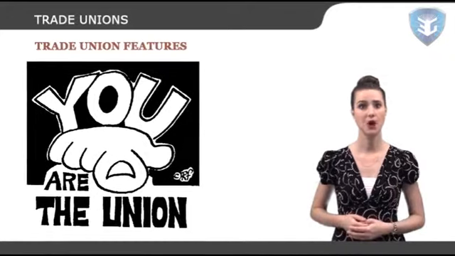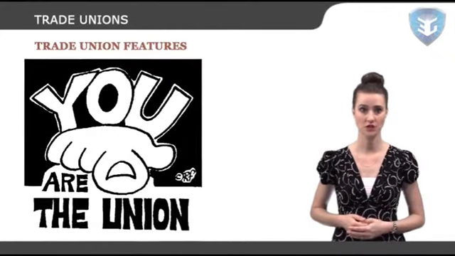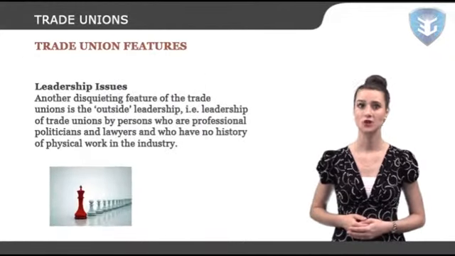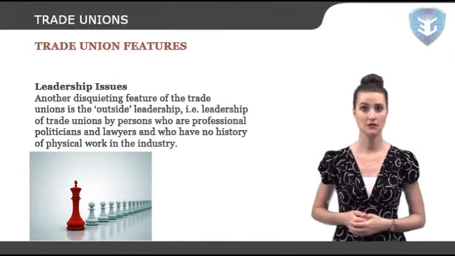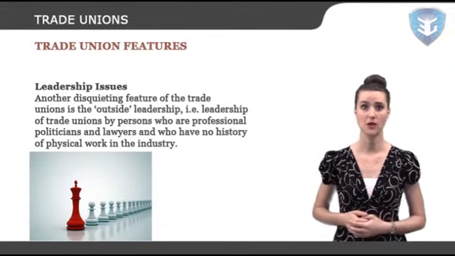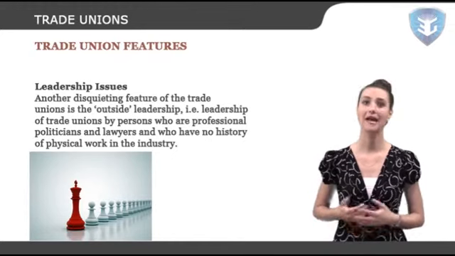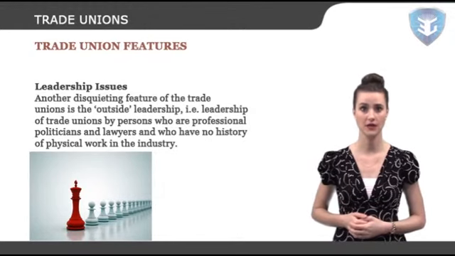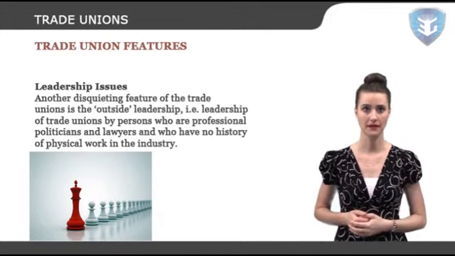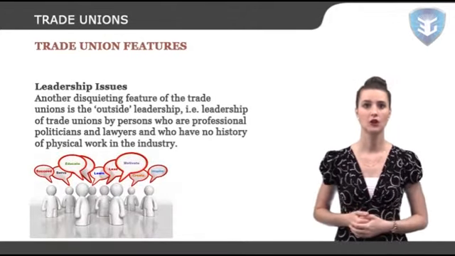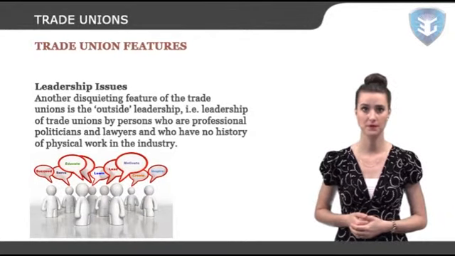Negotiations and collective bargaining are the tools for accomplishing objectives. Leadership issues. Another disquieting feature of the trade unions is the outside leadership. Example, leadership of trade unions by persons who are professional politicians and lawyers, and who have no history of physical work in the industry. There are several reasons for this phenomenon, namely, the rank and the file are largely illiterate, as such they cannot effectively communicate with the management.